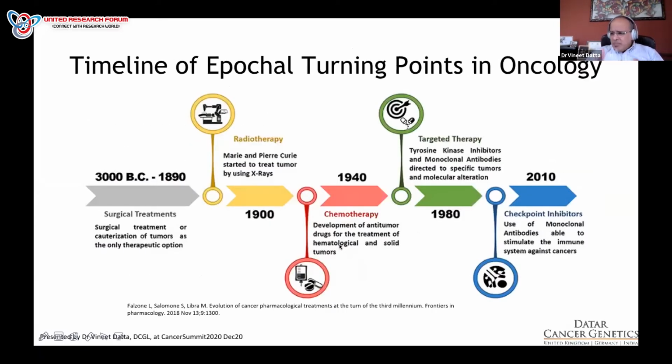So just to put the timelines into perspective of epochal turning points in oncology, we know from the time of radiation in the early 1900s to chemotherapy drugs in the 1940s, to then targeted therapies, including the TKIs, in the early 1980s. And really the last turn took place in 2010 with the introduction of the immune checkpoint inhibitors for the treatment of advanced and metastatic cancers. That being said, the evolution and the speed at which this has taken off in the last couple of years is in my view quite extraordinary.